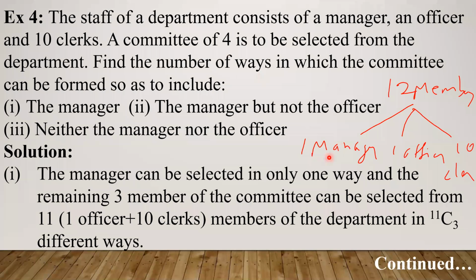Now the remaining 3 members, since one of the 4 is the manager. The other three can be either officer or clerk, they can be anything, no condition has been given for them here. So the remaining 3 members can be selected from the officer and 10 clerks. So 11, 1 plus 10, that is 11. That is how I have written here. From the remaining 1 officer plus 10 clerks, that is 11 members, in 11C3 different ways.